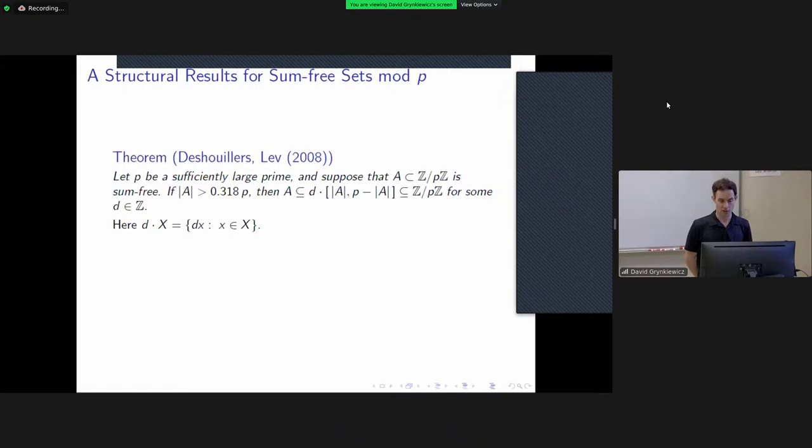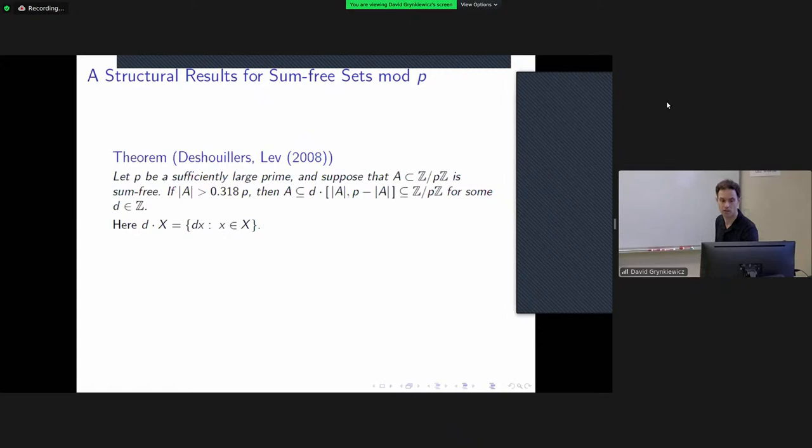So what it basically says is that if we have a dense subset A, so we're not quite at the maximal density 0.3333, we're a little below that, 0.318 times p, and if A is sum-free, then it can't be an arbitrary set. It has to have some kind of structure. And the structure is that it's a dilate of not the middle third interval, but we're allowed to stretch the interval a little bit more as the size of A changes and gets smaller. So A is contained somewhere inside a dilate by d of the middle interval from the cardinality of A to p minus the cardinality of A. It's a larger-length middle interval.